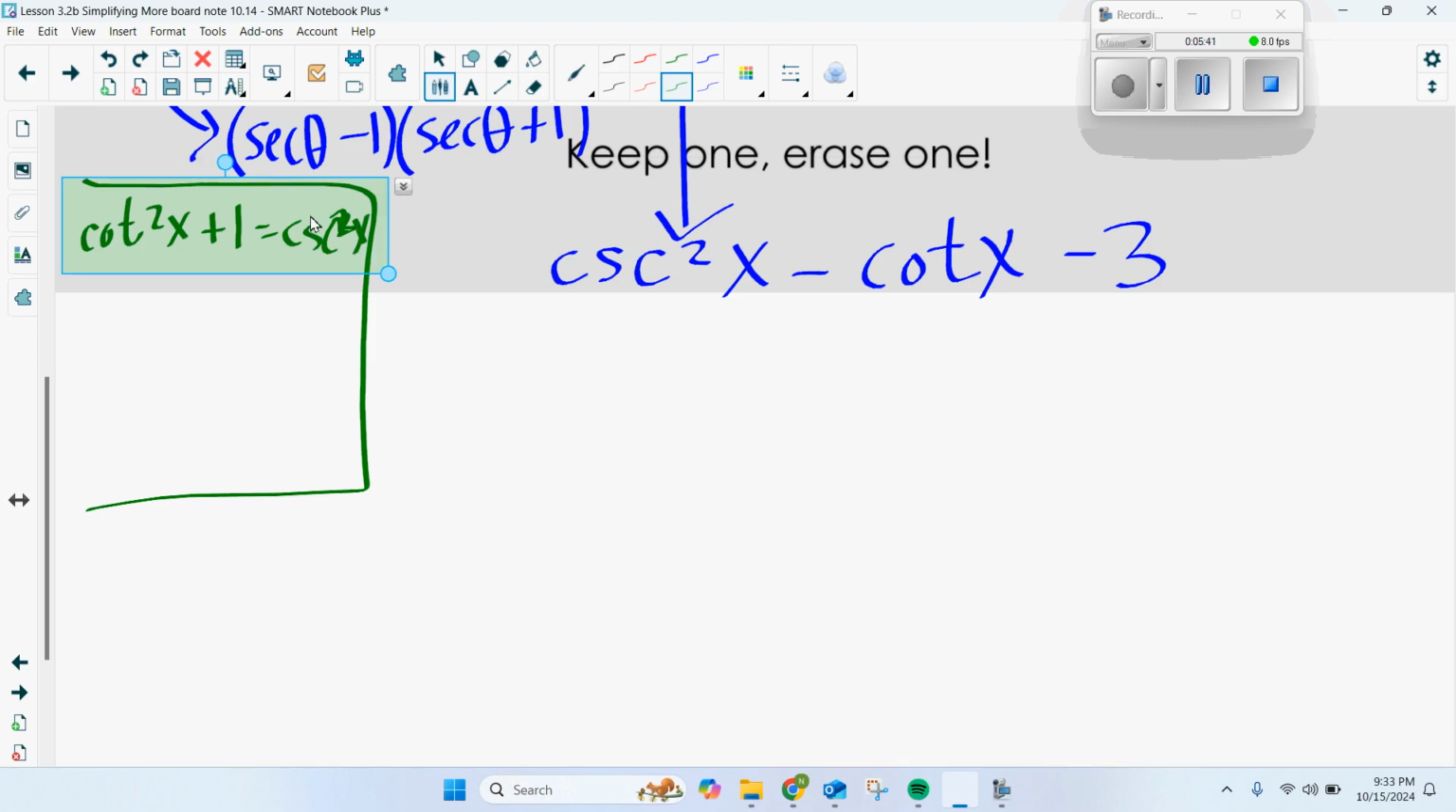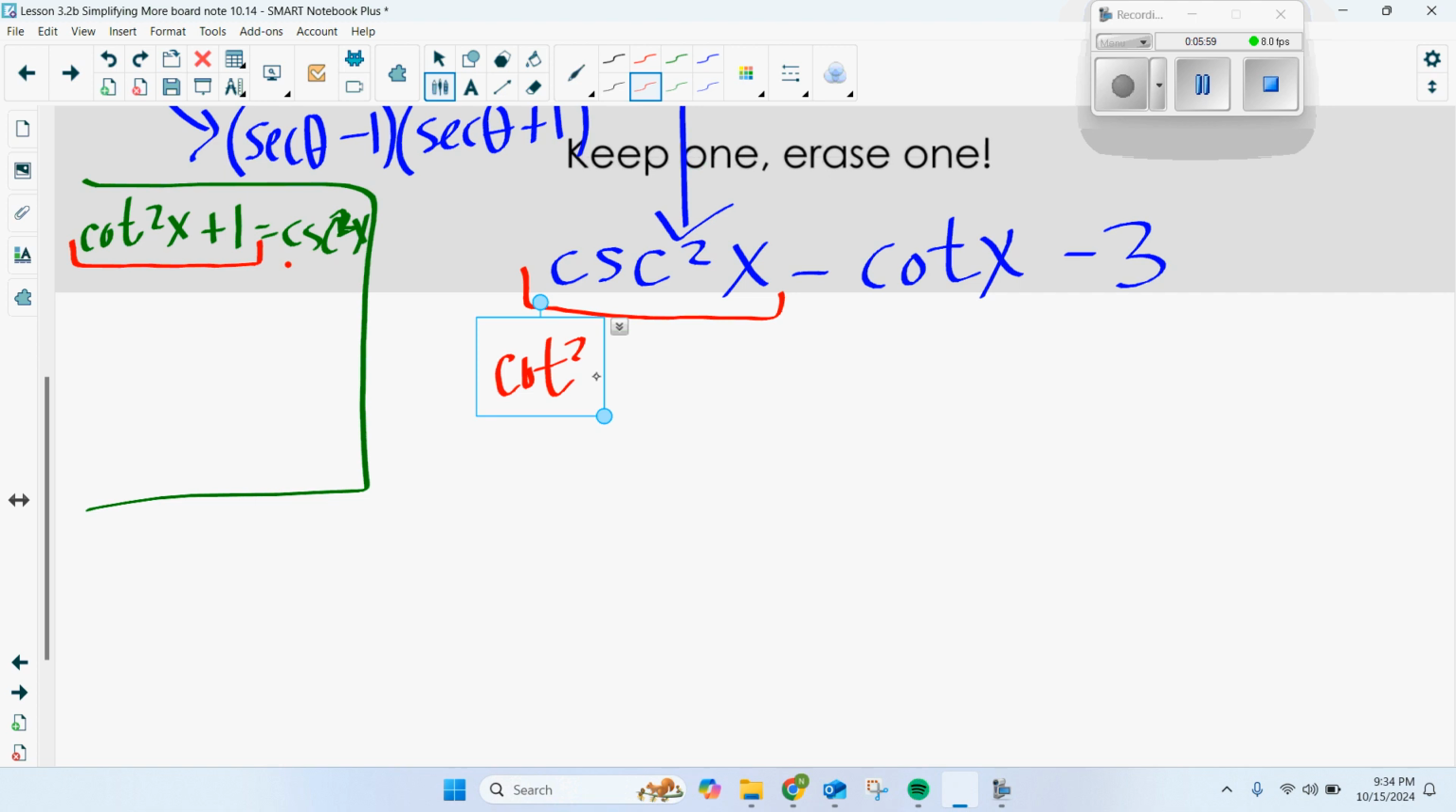That's one of the Pythagorean identities. So that means since cosecant squared equals cotangent squared plus 1, I can replace this cosecant squared with cotangent squared plus 1. Notice I'm just replacing the thing I underlined in red with the other thing I underlined in red. And now I'm going to bring all the rest of this down.